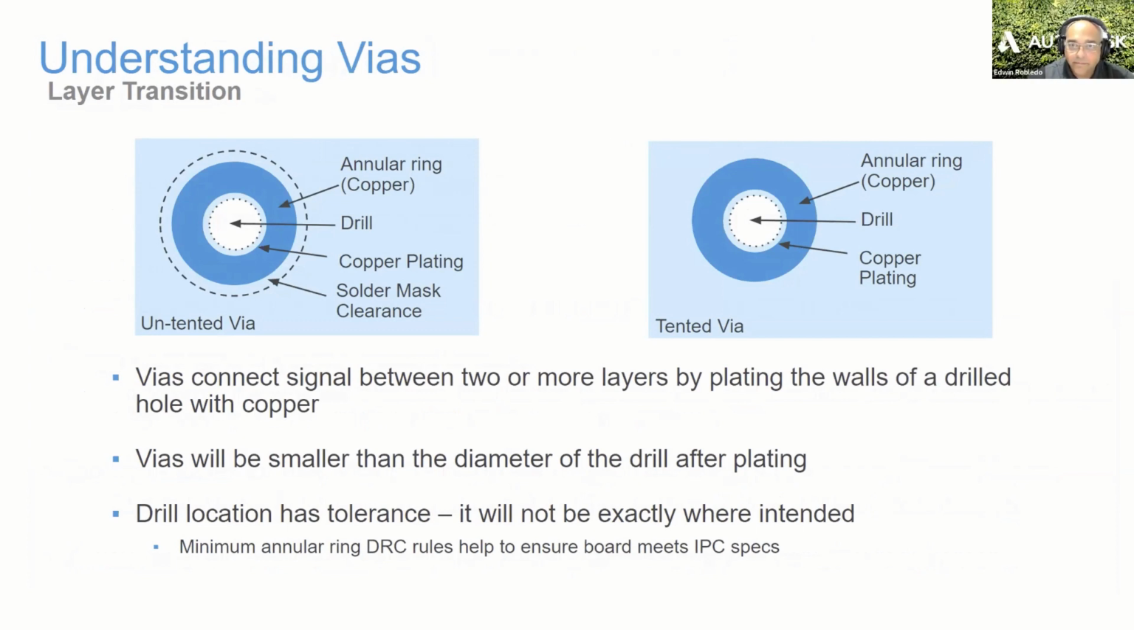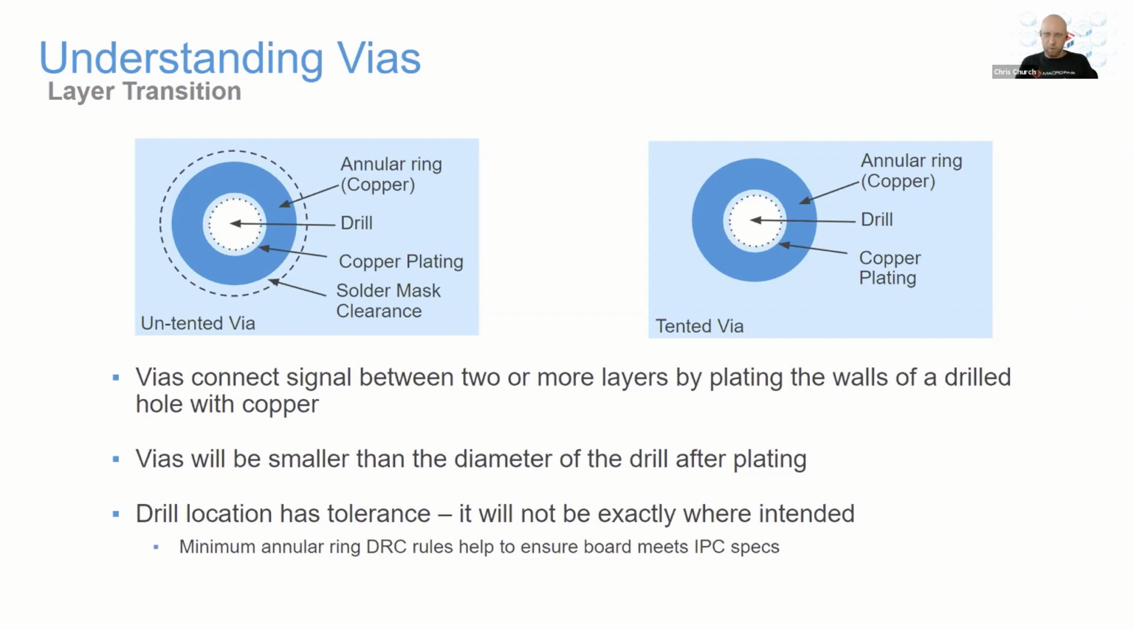Okay, so let's talk about vias now. A via, very simply, as we've talked about before, is a way to connect a signal between two layers by plating the walls of a drilled hole with copper. So the copper etching process typically happens first, and then a drill process will happen. And when we talk about a via, there are several parts we'll refer to.